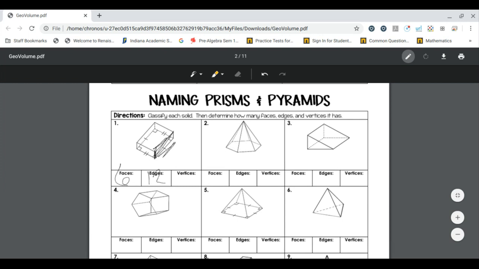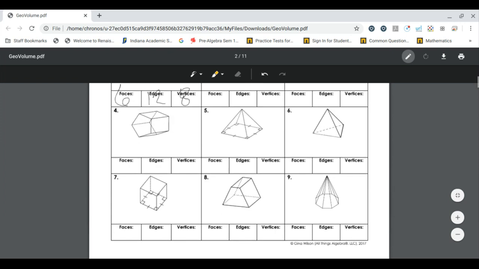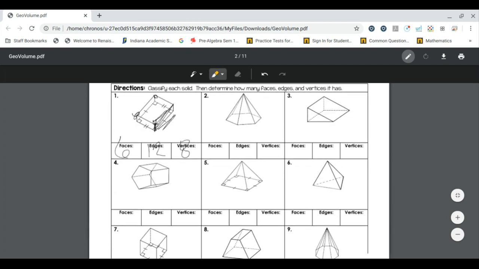Vertices, that is where two edges meet, right there in the corner. So right here, right here. On a rectangular prism, there would be 8. So it's a good idea to go through these and just make sure you're familiar with the difference between the faces and the edges and the vertices. We're going to get that all deleted here and move on.